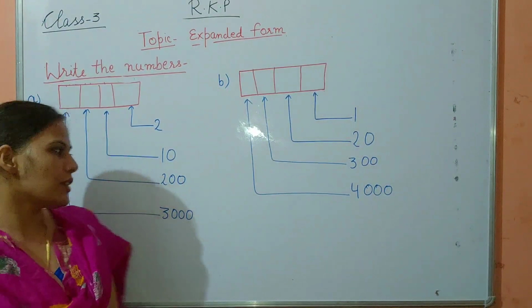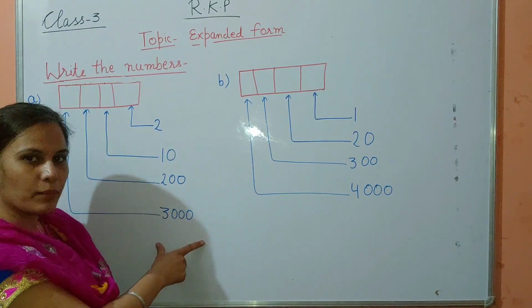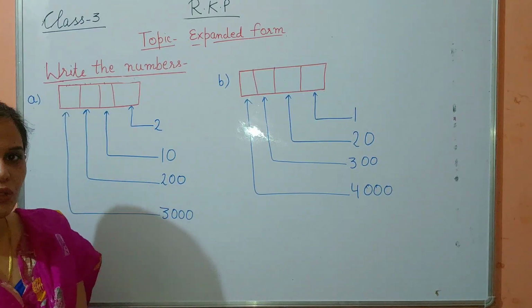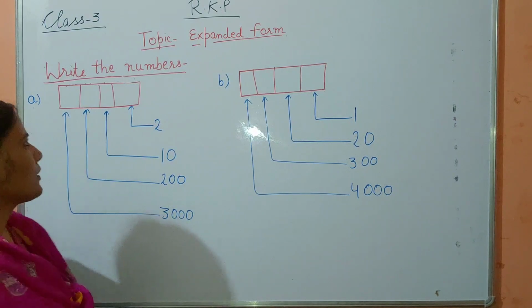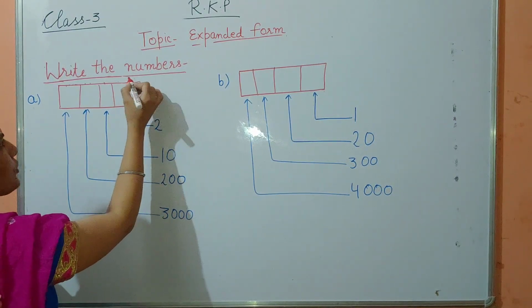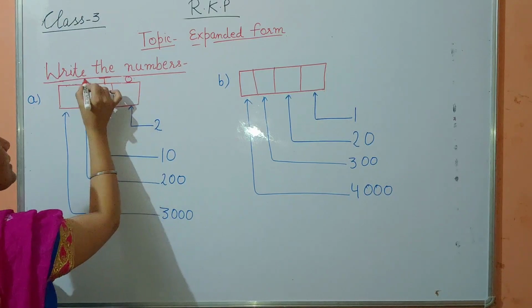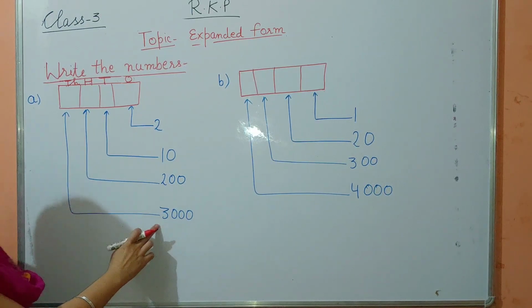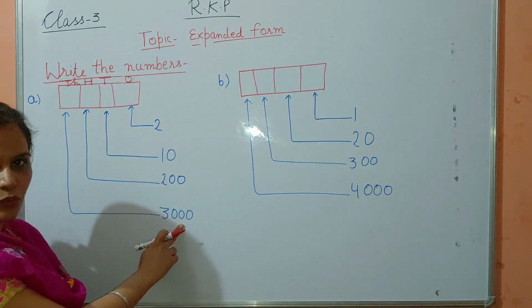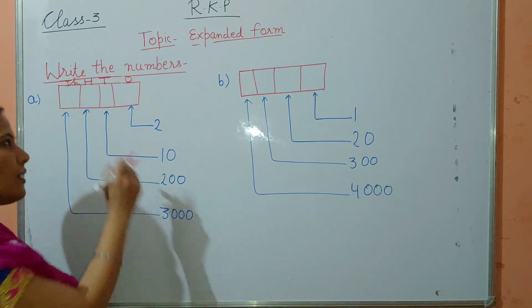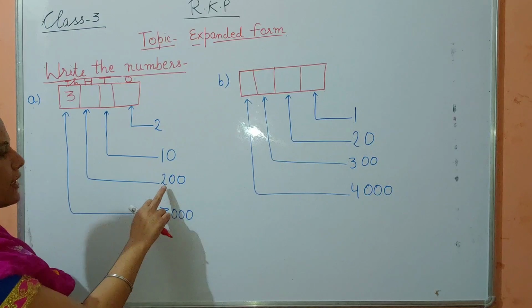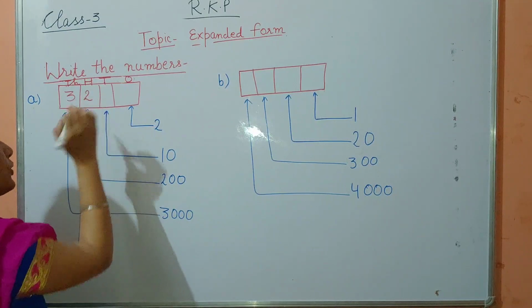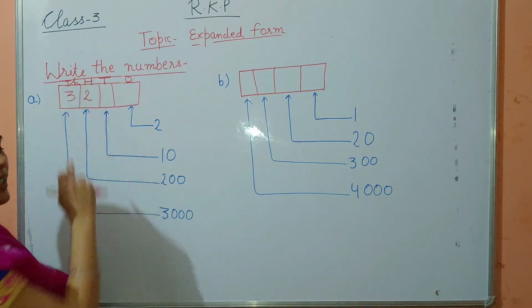Now students, we have given some numbers and you have to write them in the place value chart. It's an easy question, you have done it before. First of all, put it in the place value chart. This is the ones place, tens place, 100 place and 1000 place. Start from the 1000 place. 3000. What digit will come here? 3 at the 1000 place. Now 200. At the hundreds place what digit will come? 2. You can read now: 3200, as I told you.